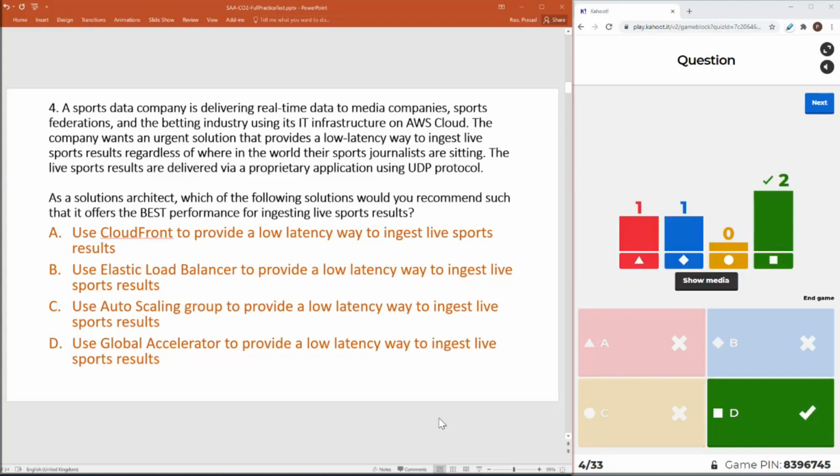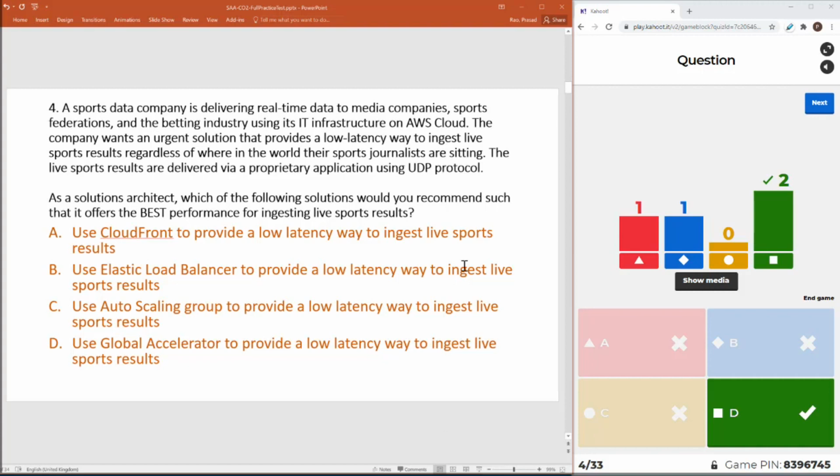Okay. Again, a bit of a trick question, I believe. There's a split here. The correct option is D, using Global Accelerator to provide a low latency way to ingest live sports results. And I understand everyone would not know what Global Accelerator is. So the key to such questions would be elimination. So what exactly is the question asking?